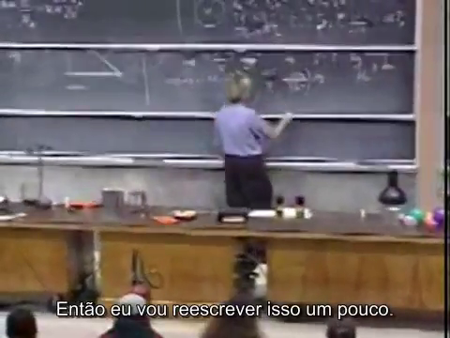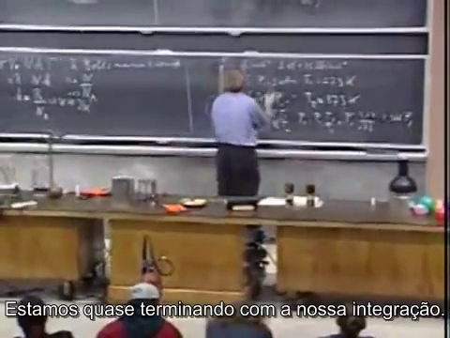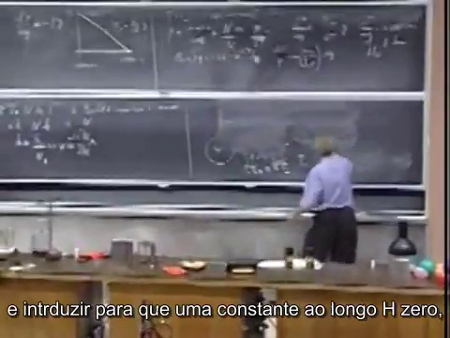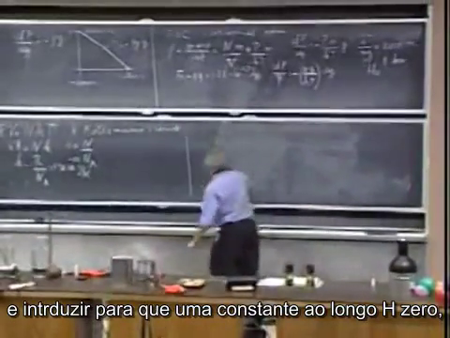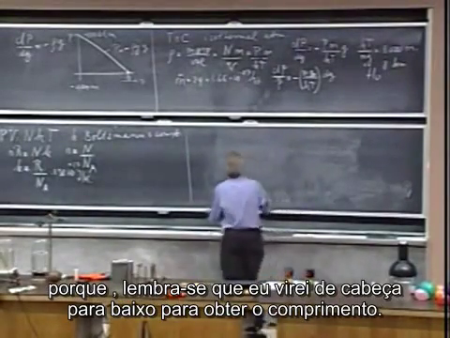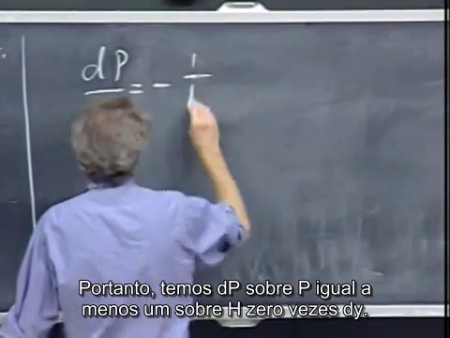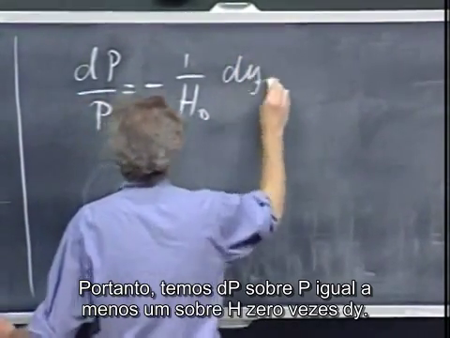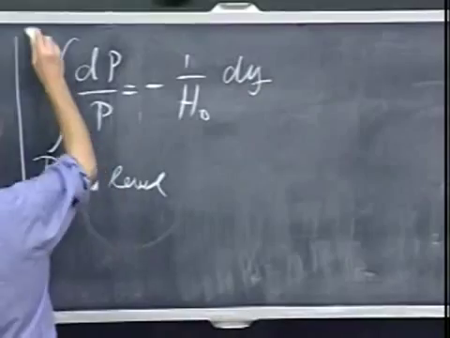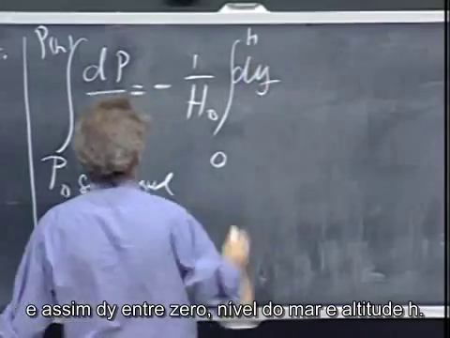So I will rewrite this a little. We're almost done with our integration. So I will rewrite the equation and introduce for that constant 1 over H0. Because remember, I turned it upside down there to get length. So we have dP over P equals minus 1 over H0 times dy. I integrate this between P0, which is sea level, and P at some altitude h, and so dy between 0, sea level, and altitude h.